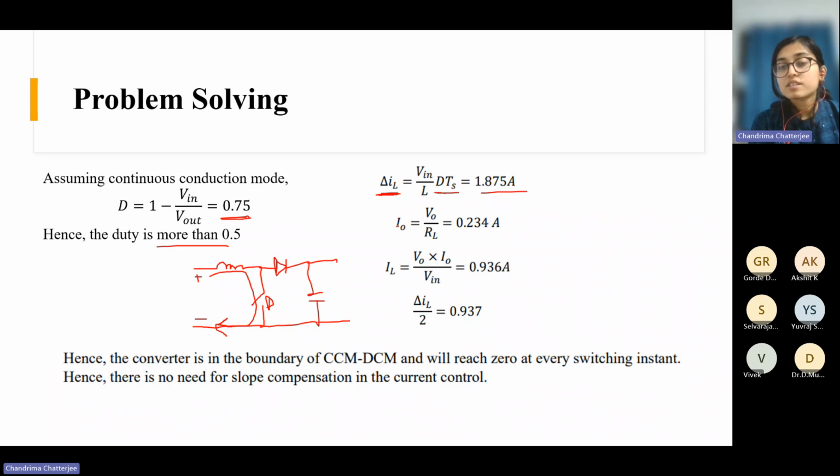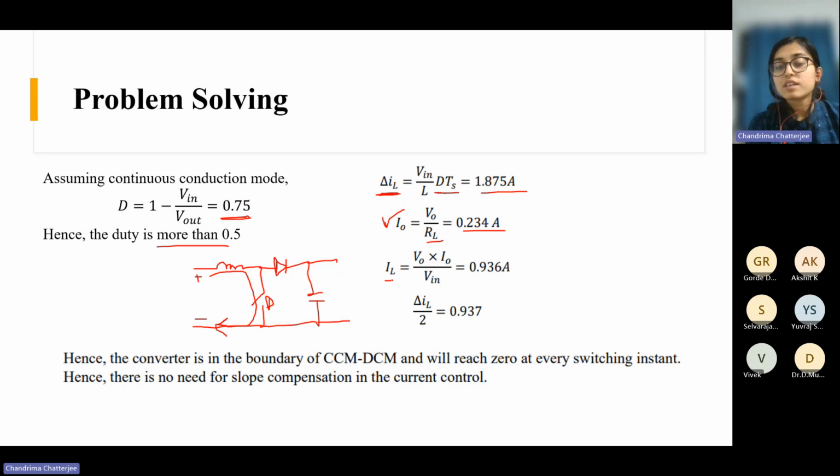Okay. And what is the output current? So for boost converter, the output average and the inductor current average, they are not same, right? Because unlike buck converter, the inductor is in the input side. In buck converter, the output inductor is at the output side. That's why the averages are same. But here the inductor is in the input side. So your output current and inductor current average, they are not same. What is the output current here? We know the output voltage, load resistance. So this is the output current.